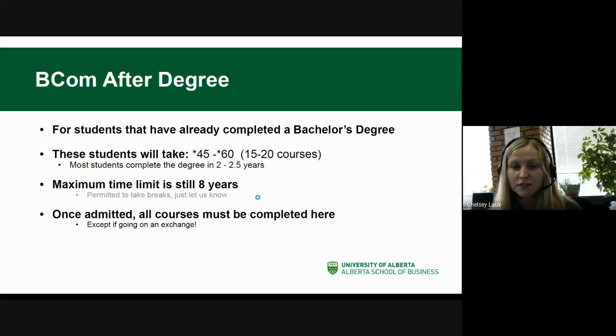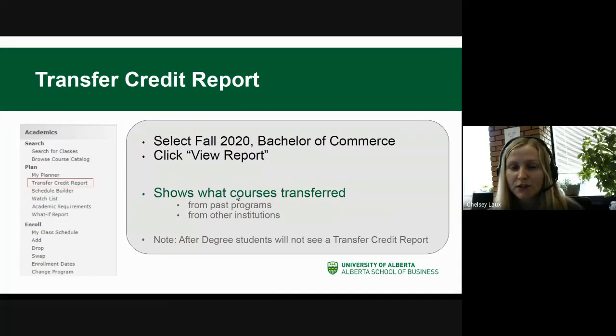All right, so the session is going to be a little bit interactive. So you're all on a computer today or on your phone. So if you can log into BearTracks now and on the left-hand side, click Transfer Credit Report. I just want to go over what that's going to look like for you, give you a sense of what transfer credits you've received to the program thus far, and then we can build on that to figure out how many courses you need to complete and what those will be. So when you click Transfer Credit Report, you're going to select Fall of 2020, Bachelor of Commerce, and then View Report.